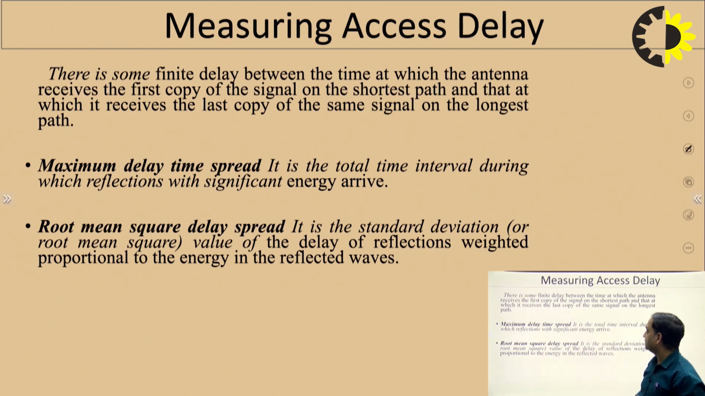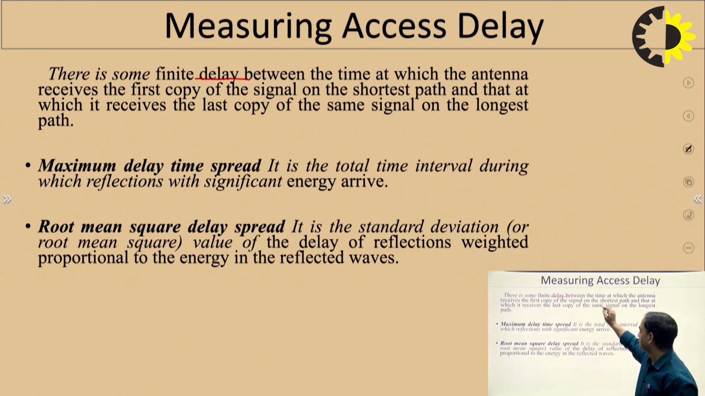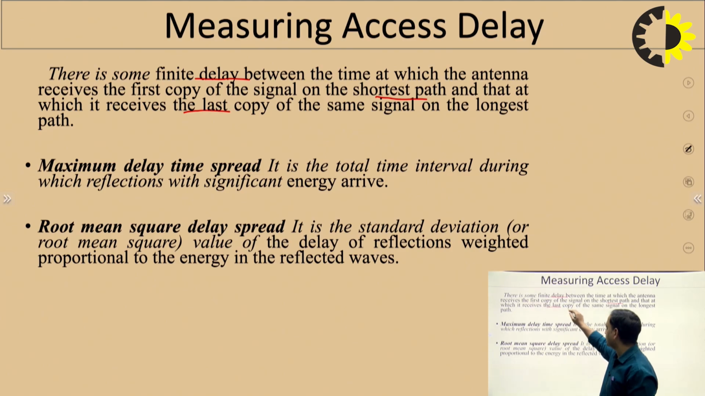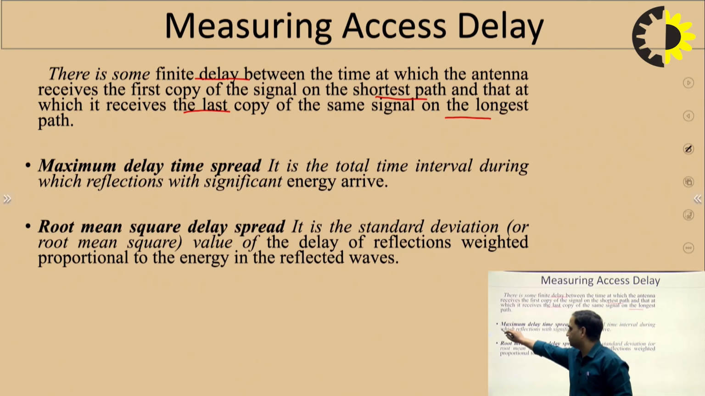Here there are some measured delay parameters. There is some finite delay between the time at which the antenna receives the first copy of the signal on the shortest path and the time at which it receives the last copy of the same signal on the longest path. This is the maximum delay which can occur between the first received symbol and the last received symbol. Based on that, we have two parameters.